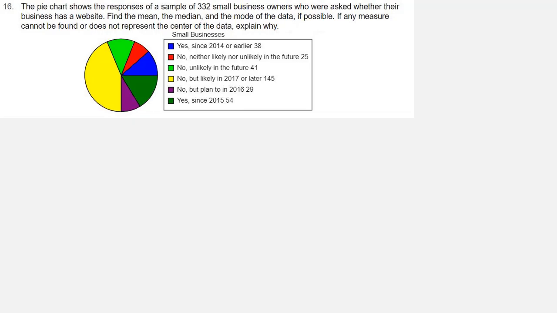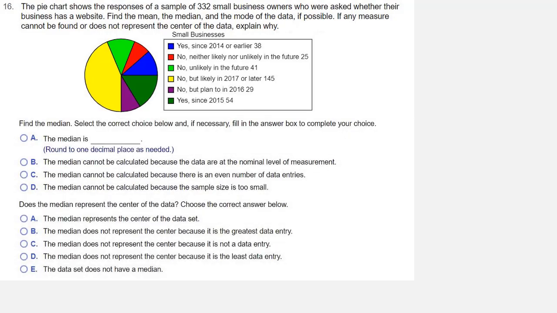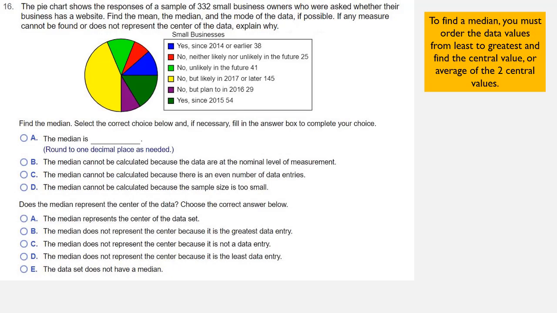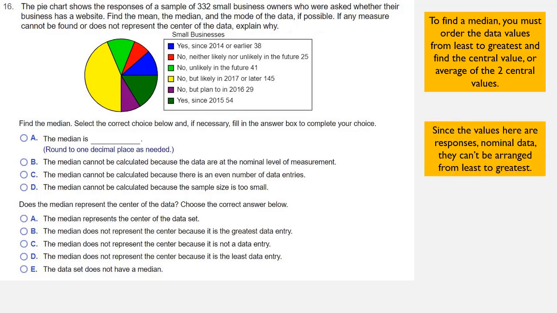Moving on to the median. To find the median, you must order the data values from least to greatest and find the central value or the average of the two central values. Since the values here are responses, which are nominal data, they can't be arranged from least to greatest because there's no quantitative component. So that means there is no median. So the correct answer here is choice B. The median cannot be calculated because the data are at the nominal level of measurement. And for the second question, the data set does not have a median.